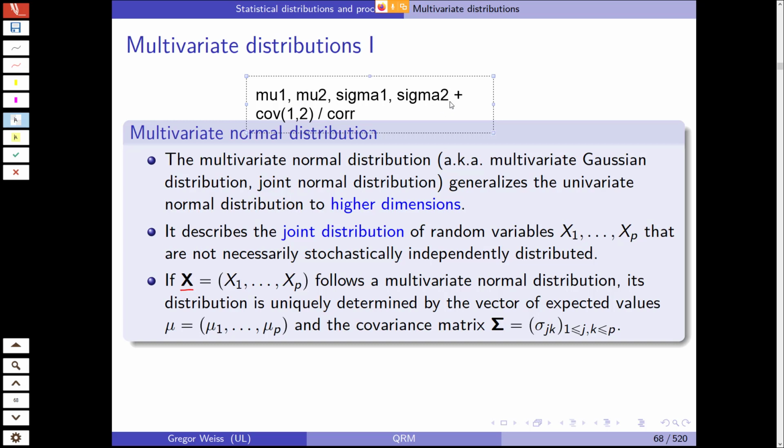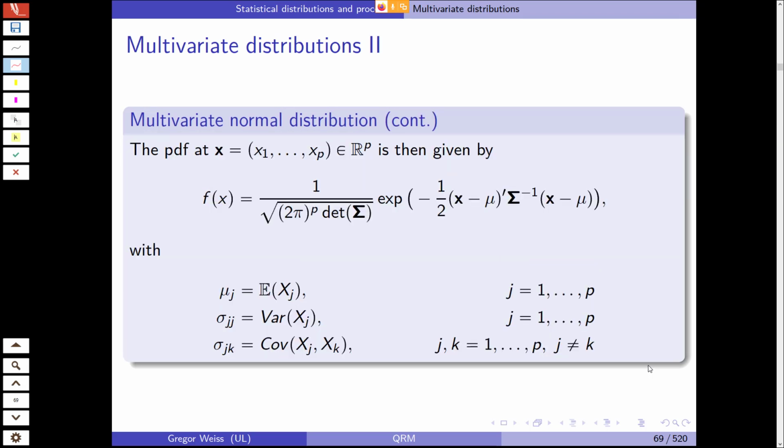And sigma 1, sigma 2, and the covariance, those are also included in the covariance matrix, because the covariance between 1 and 1 is nothing but the variance. So this is all you need for the multivariate normal distribution. You need the expected values, mu1, mu2, and so on, and the covariance matrix, which are basically the standard volatilities or the variances plus the covariances. Then the probability density function at x is given by this expression here.